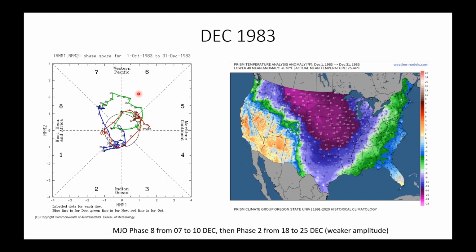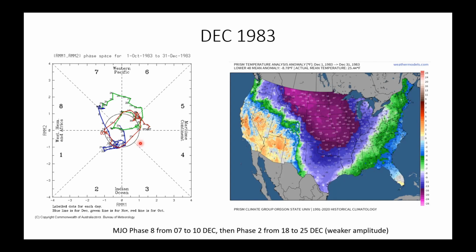Okay, so for example, in this diagram on the left, let me just get you right on these months here first. The blue line represents the month of December and what the MJO did back in 1983. The green line represents November, and this red line represents October.